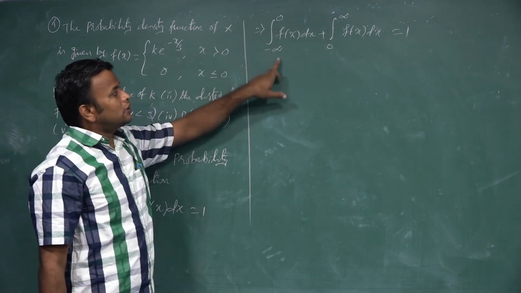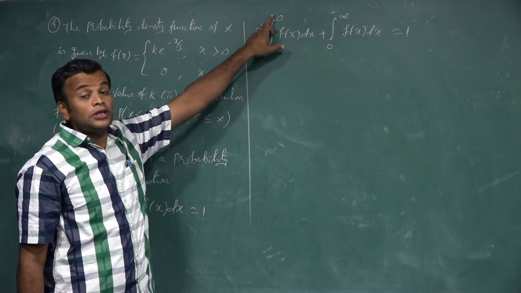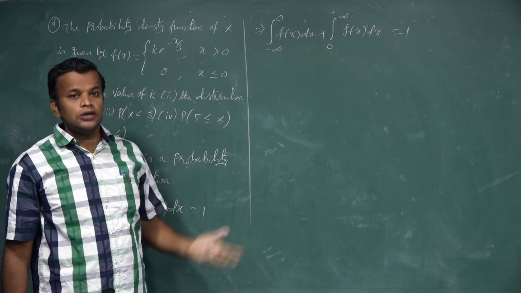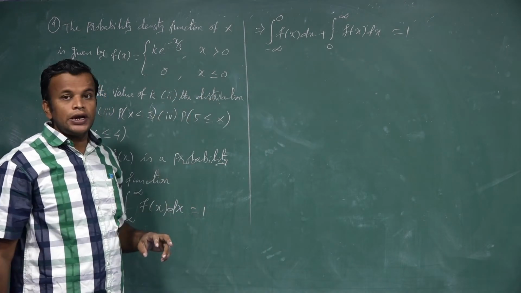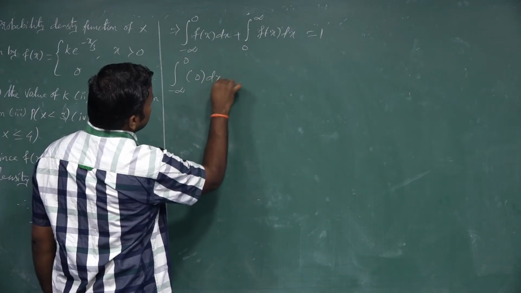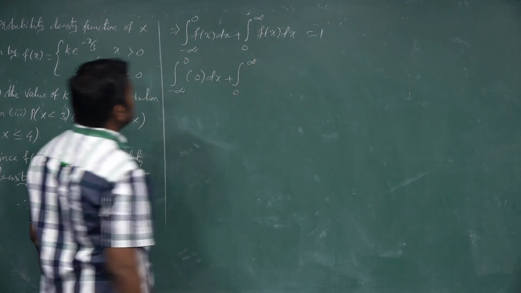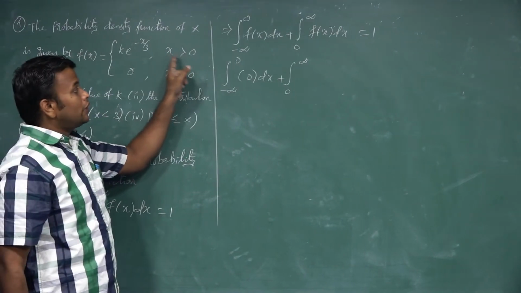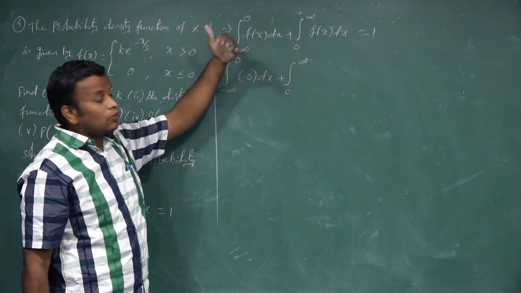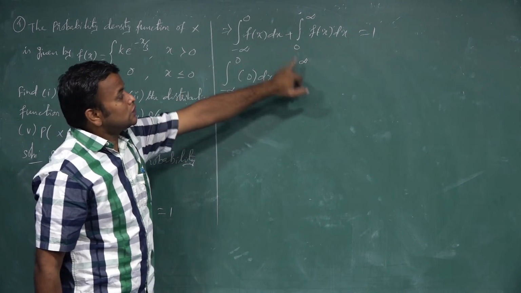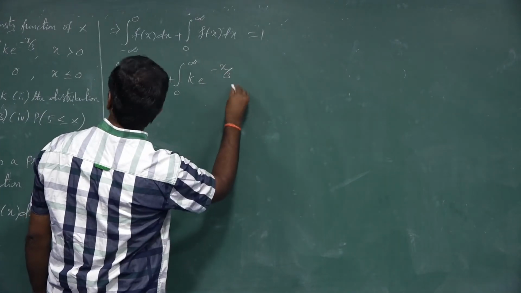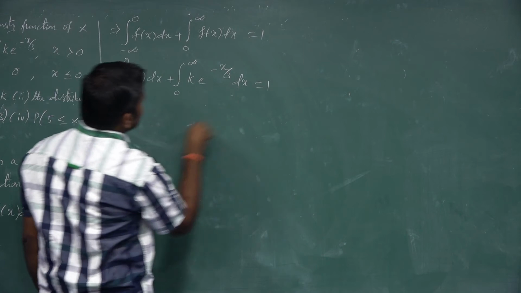Now you see in this interval, minus infinity to 0, that means the value of x is supposed to start from minus infinity. Minus infinity means some negative value, and for a negative value f of x is defined as 0. So in this interval f of x is 0, plus 0 to infinity, when x is greater than 0. Greater than 0 means some positive value, starting from 1, 2, 3, etc. up to infinity. In this interval f of x is defined as k e power minus x by 3, and the integral of f of x dx is equal to 1.